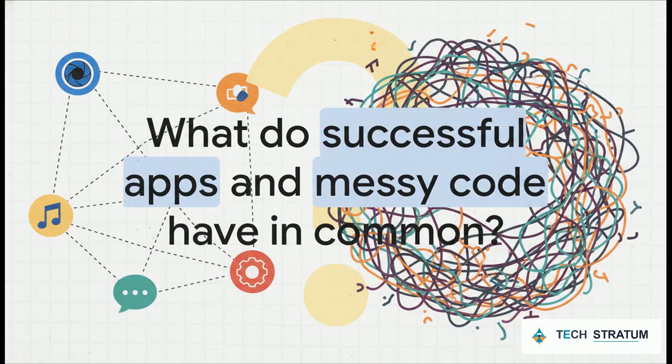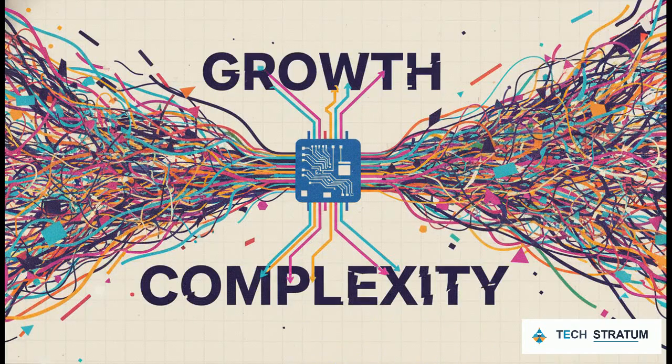So let me start with a question for you. Think about the most successful apps you use every day. Now think about some of the most tangled, nightmarish code bases you've ever had to work on. What could those two things possibly have in common? The answer is actually pretty simple. It's growth. Simple as that. As your app gets more popular and everyone wants new features, that beautiful code base you started with can quickly become complex, rigid, and just a real headache to maintain. Ironically, success is often the thing that breaks your initial design.